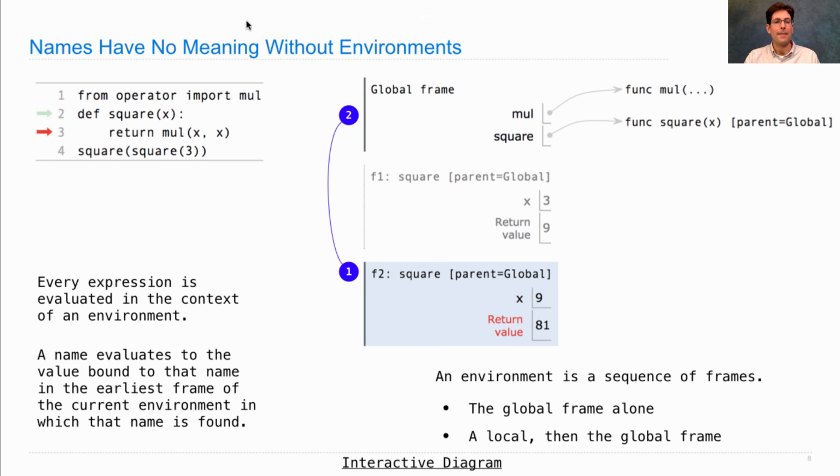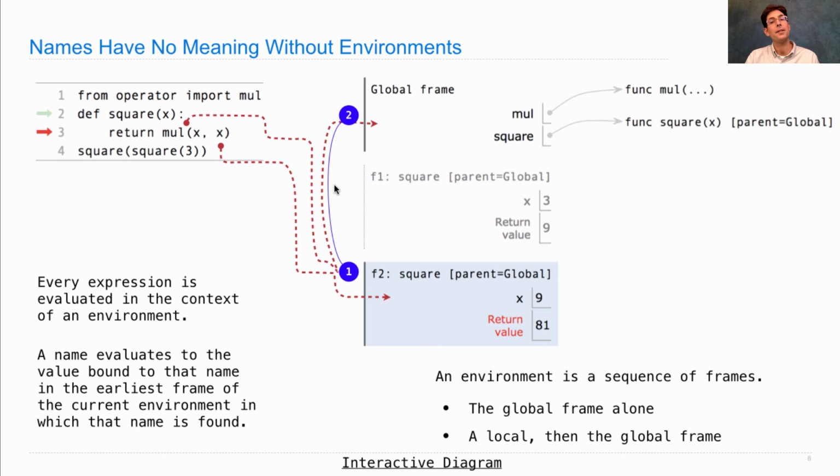In this case, when we evaluate mul x x for the second time, it's in an environment that starts with the frame f2 followed by the global frame, and we have two different names we have to look up, mul and x. So when we look up x, the first thing we do is look in the first frame of the current environment. And we find x there. So this is the earliest frame of the environment in which x is found. So x is 9.